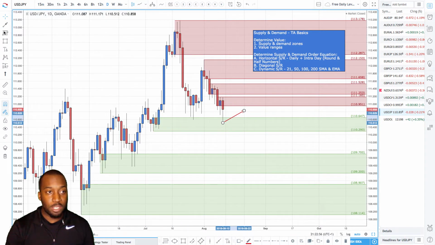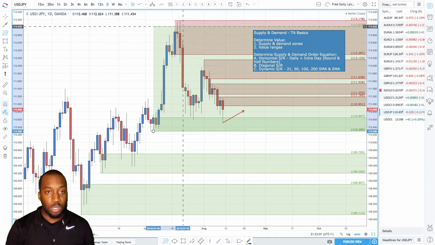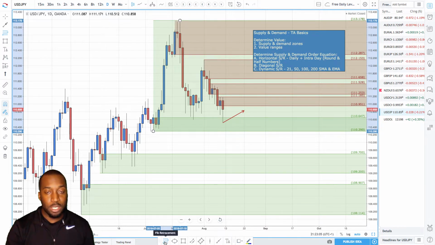Then we want to look to determine value ranges. Now value ranges are just pretty much understanding that markets range more than they trend, and trends occur within ranging markets on some sort of higher time frame. I've got a video on that, link in the description box below. So what I do is I try to look for where prices could potentially range from.